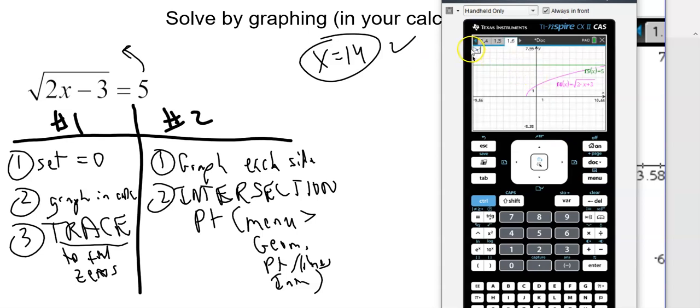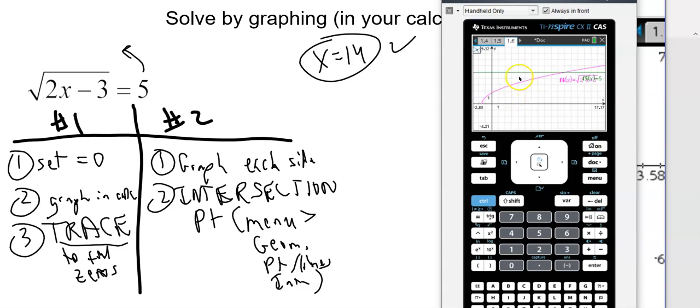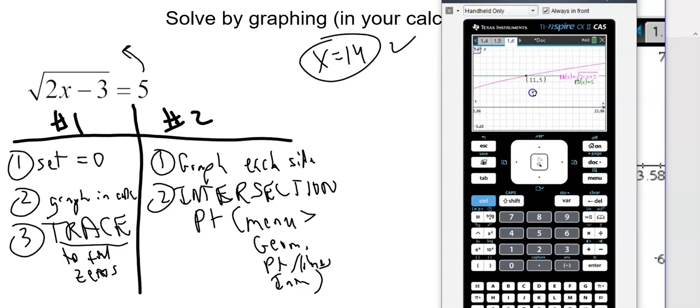It says, if you want to know how to use it, you hover over that. It says, click on the green graph, click on the pink graph, and where they cross will be the solution. Let's see. Yeah, they're there. So you have to be able to see the solution. So I had to grab the graph and kind of move it over. So 2x minus 3, so 11.